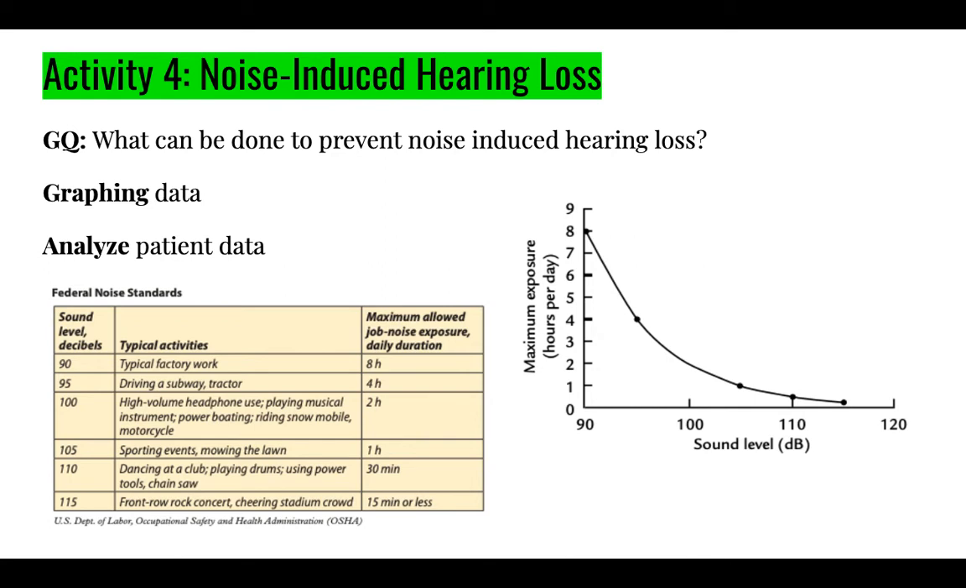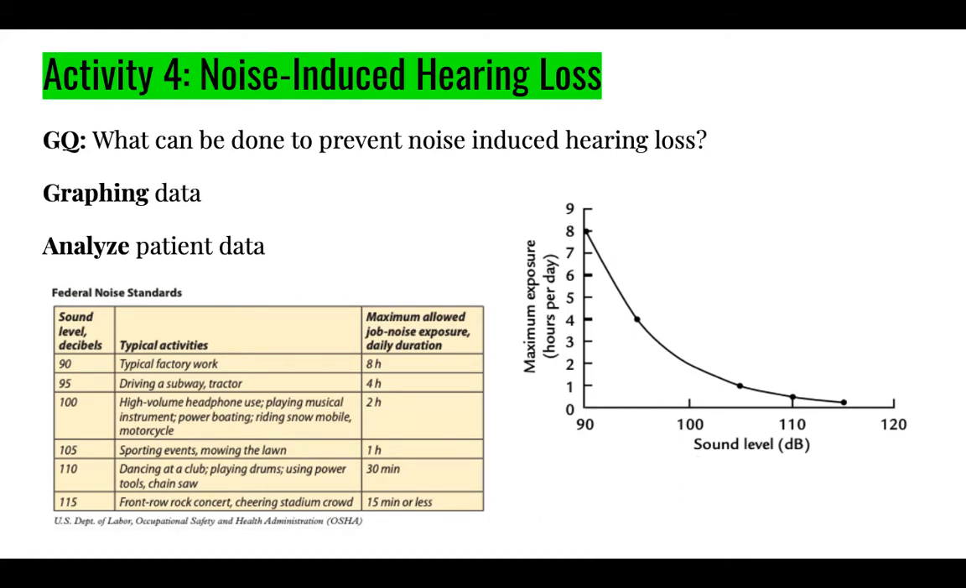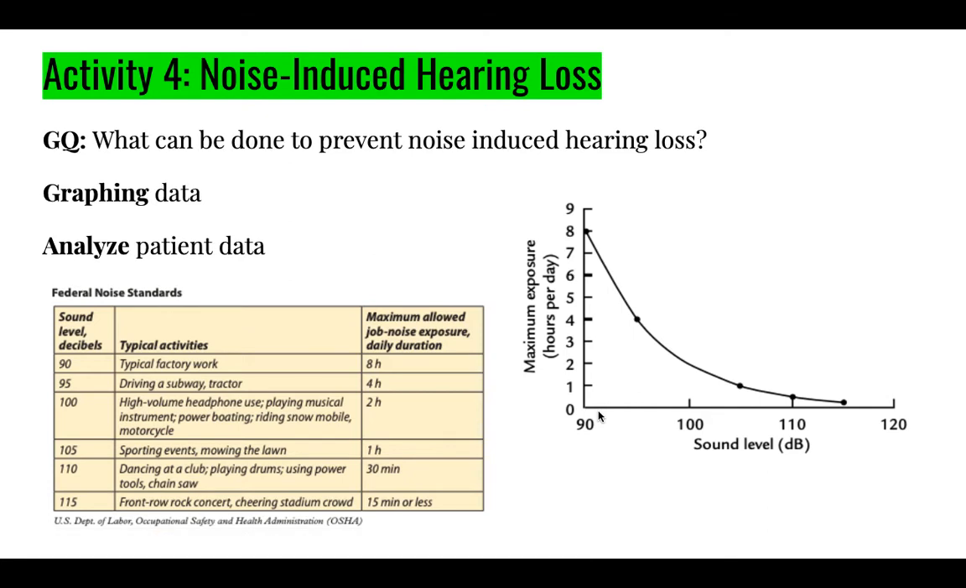We looked at graphing data, and at this point, I think I just gave you the graph. And then we were analyzing patient data. So you got different scenarios of different people, and you were trying to develop a plan or figure out who was most at risk. So on this graph here, the 2 variables that we're looking at are sound level in decibels and maximum exposure. As maximum exposure increases, the level of decibels decreases.